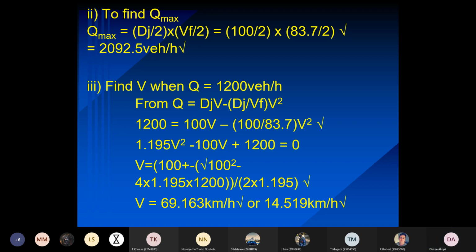And then finally, the third part of the question was to calculate the speed given a flow rate of 1200 vehicles per hour. So you go back and check your flow speed relationship equation. Flow is equal to DJ times V minus DJ over VF times V squared. So you have a quadratic equation for the flow rate of 1200. There's your 1200, DJ you know was 100, and DJ over VF you have worked out.